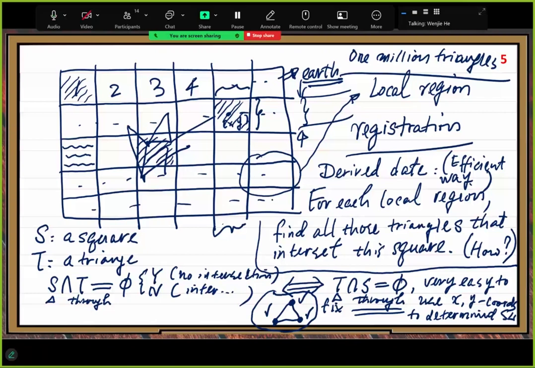So you can use math formulas. Actually, we can find the math formulas to determine what are those squares that have intersections with this triangle. In that way, you only need to go through 1 million triangles once. You can find all the intersection information.